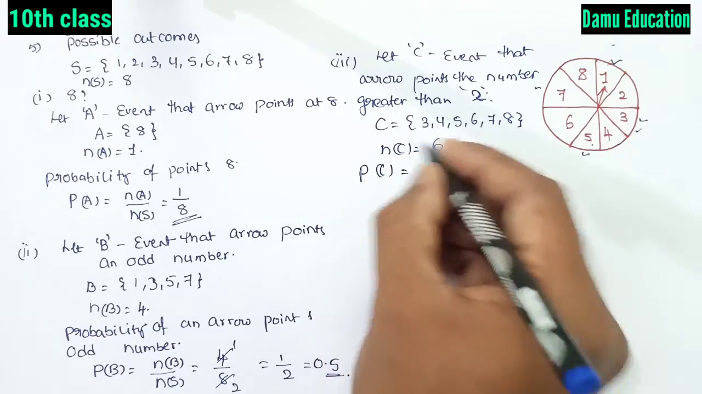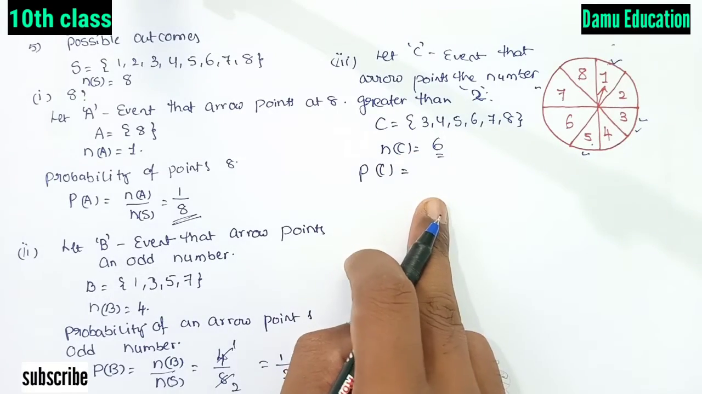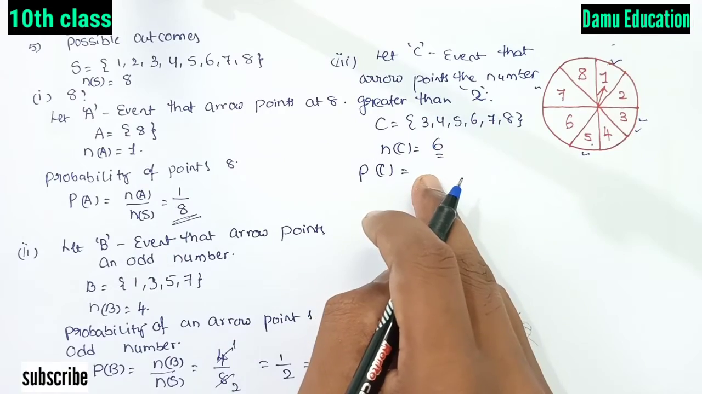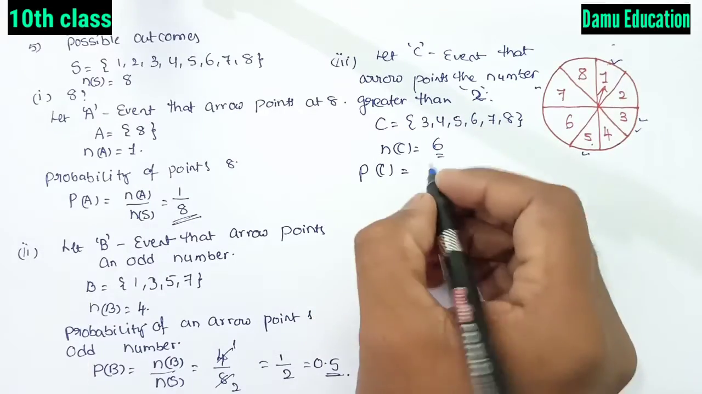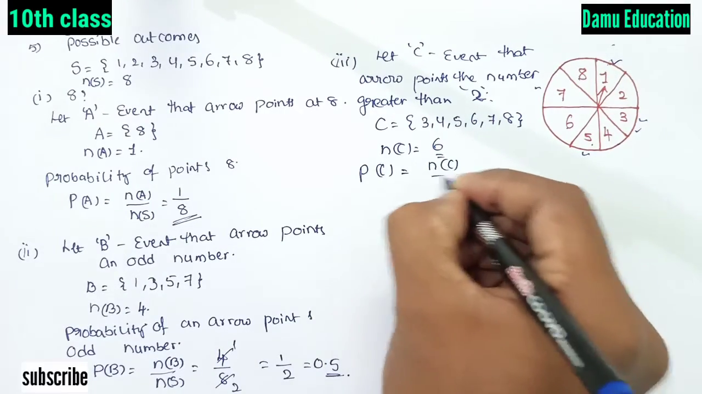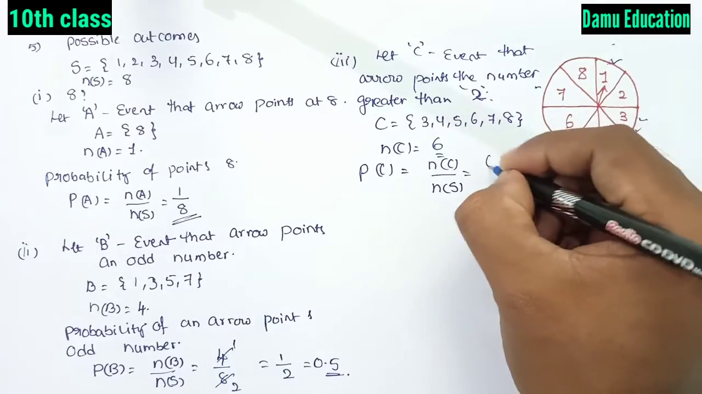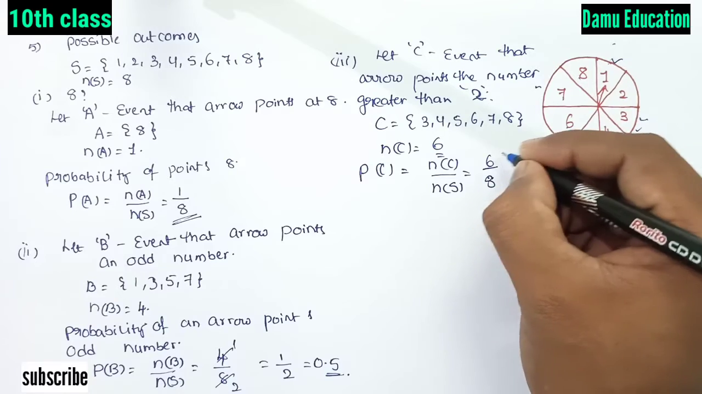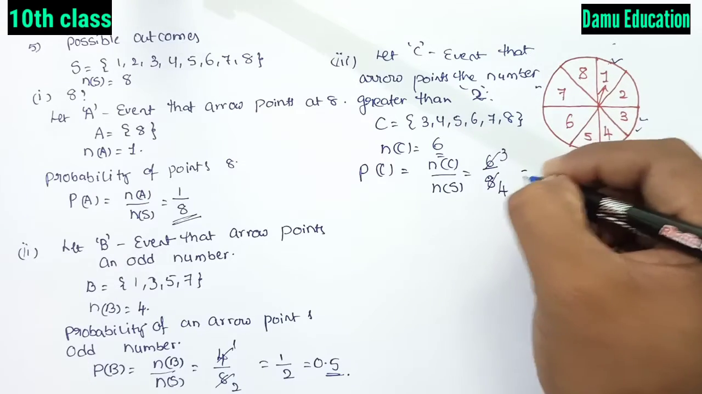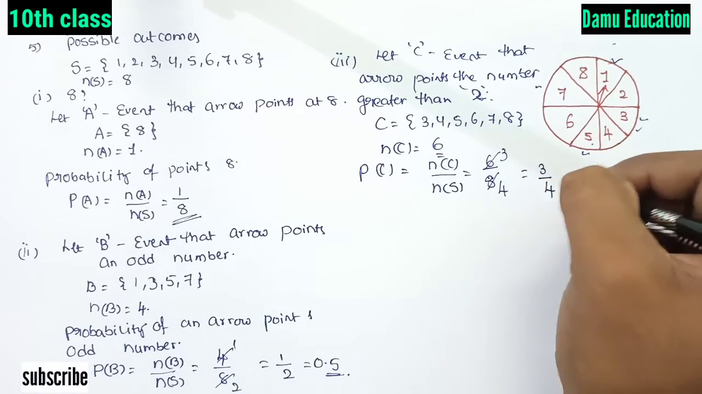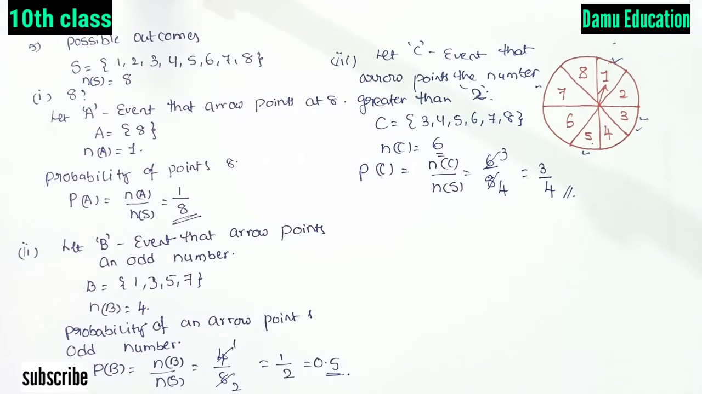So the probability of the arrow pointing at a number greater than 2 is n of C by n of S. n of C is 6, and n of S is 8. So 2 threes are 6, 2 fours are 8. That is 3 by 4.